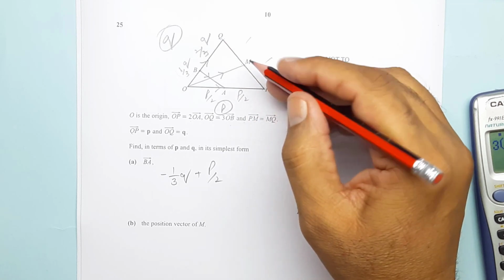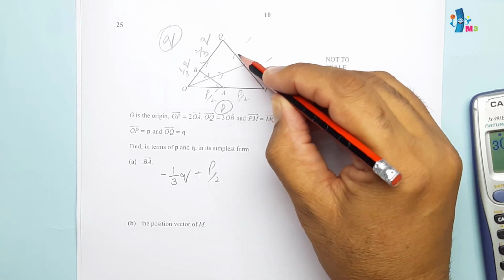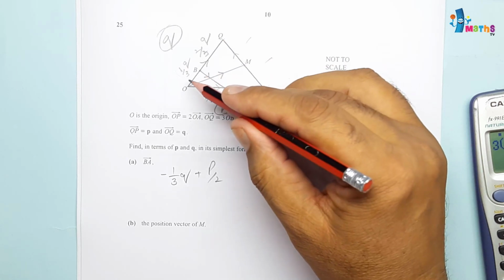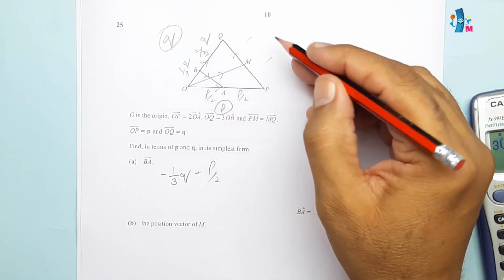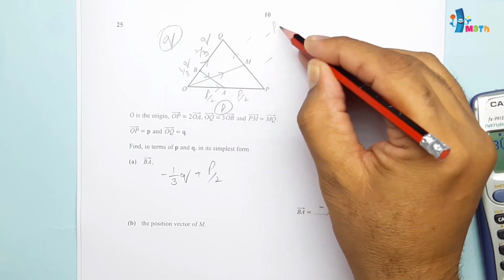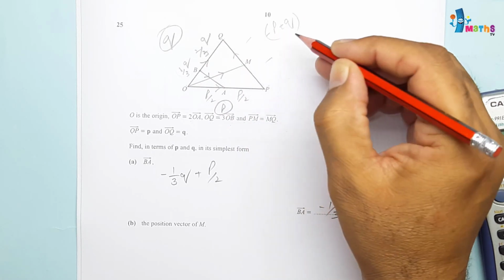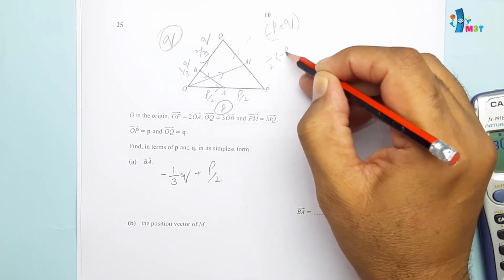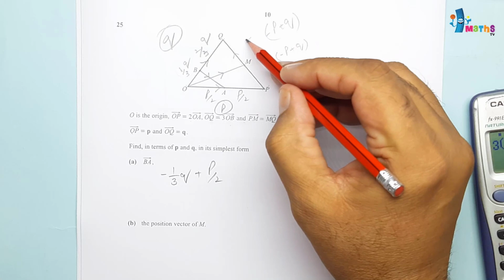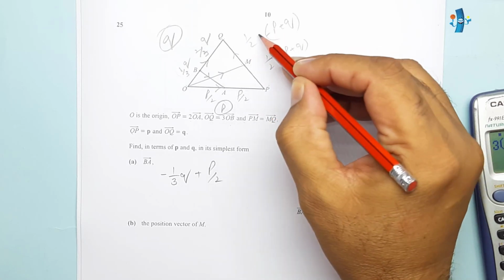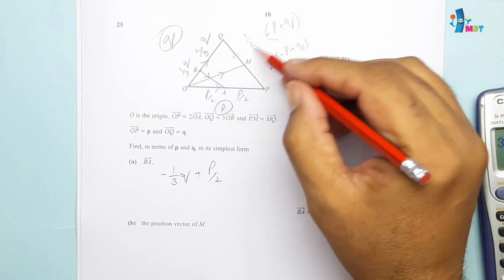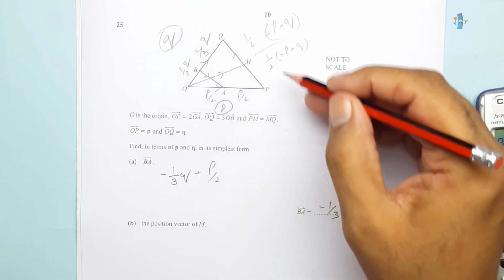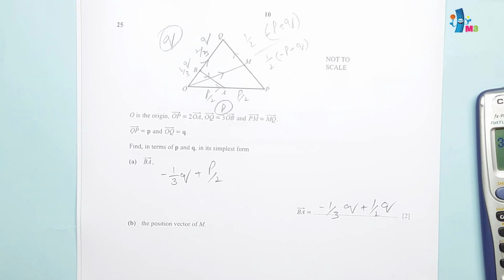So PQ, we can write PQ. We'll start from P. This will be minus P plus Q. So this side is minus P plus Q, the whole side. And this is divided into 2. So 1 by 2 of minus P plus Q is this one, and 1 by 2 of minus P plus Q is this one. So these are two portions basically. The total is minus P plus Q.